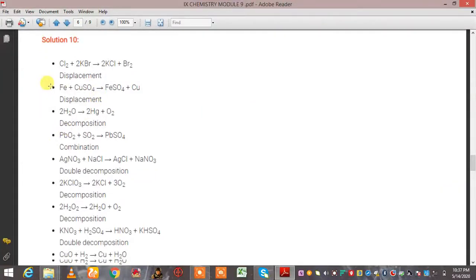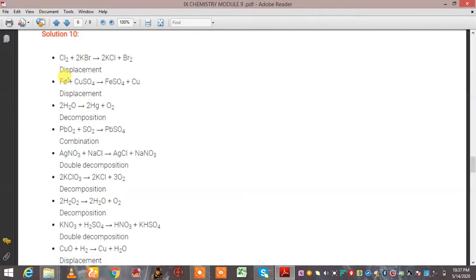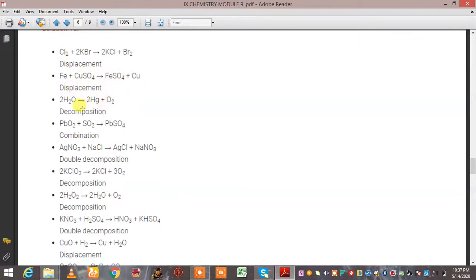Now this is the type of reaction you need to write. Which type of reactions are they? The first one is displacement. The second one is again displacement. Here you can see this non-metal part is joining with this metal, so it is displacing this. So this is displacement.